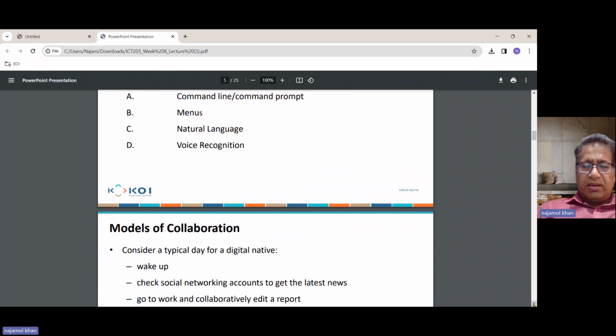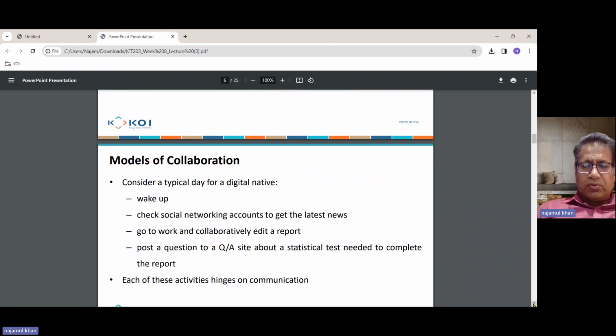Models of collaboration, guys. We will focus some more time on this one before we move on to the next topic. Consider a typical day for a digital native. Wake up first thing in the morning, check social networking accounts to get the latest news. Go to work and collaboratively edit a report. This is common, guys. Post a question to a question-answer site about the statistical tests needed to complete the report. Each of these activities hinges on communication. Of course, people have different lives, and they do different things differently. It's just one example, but at the end of the day, communication is involved here.